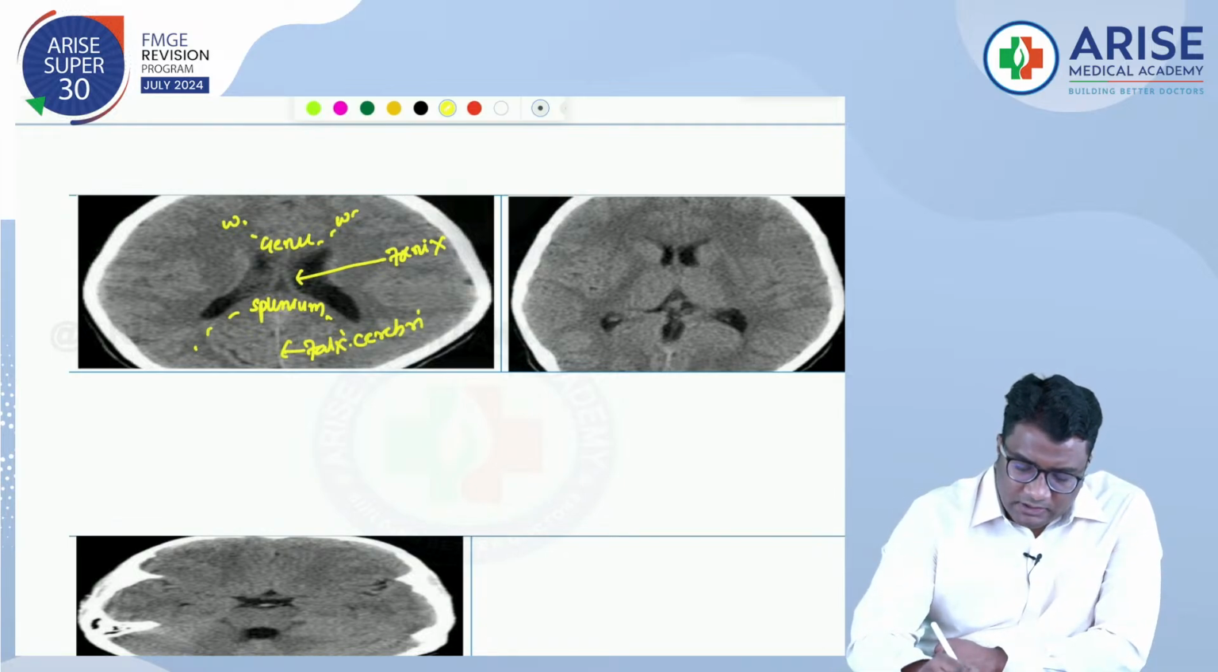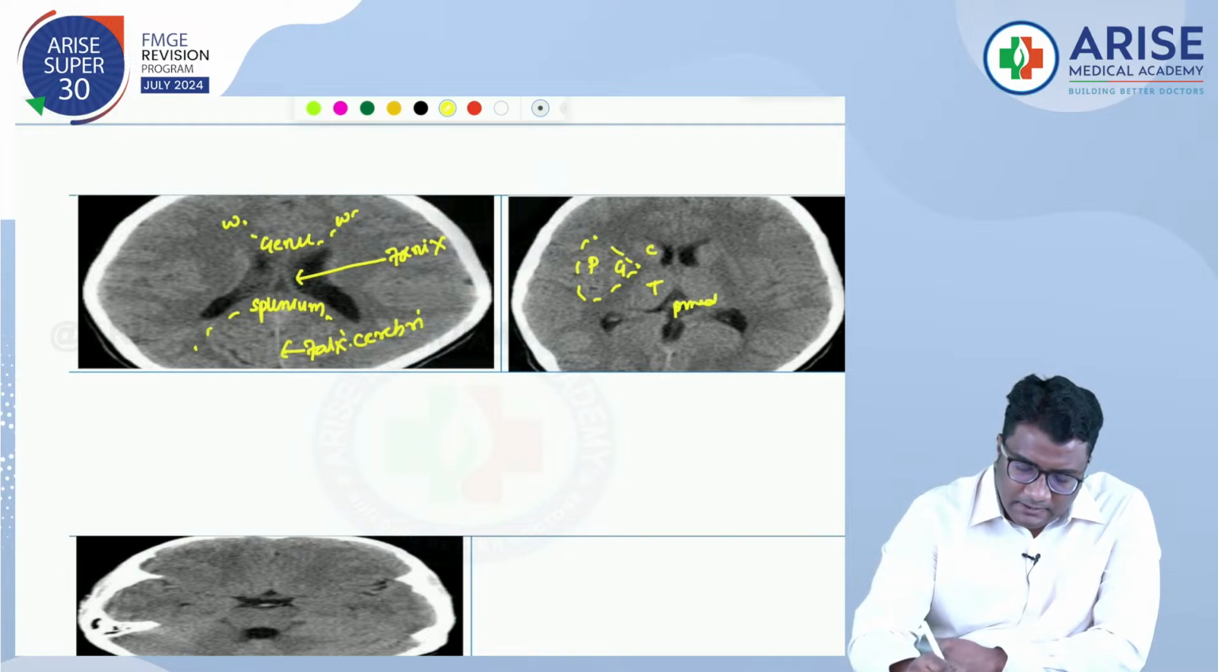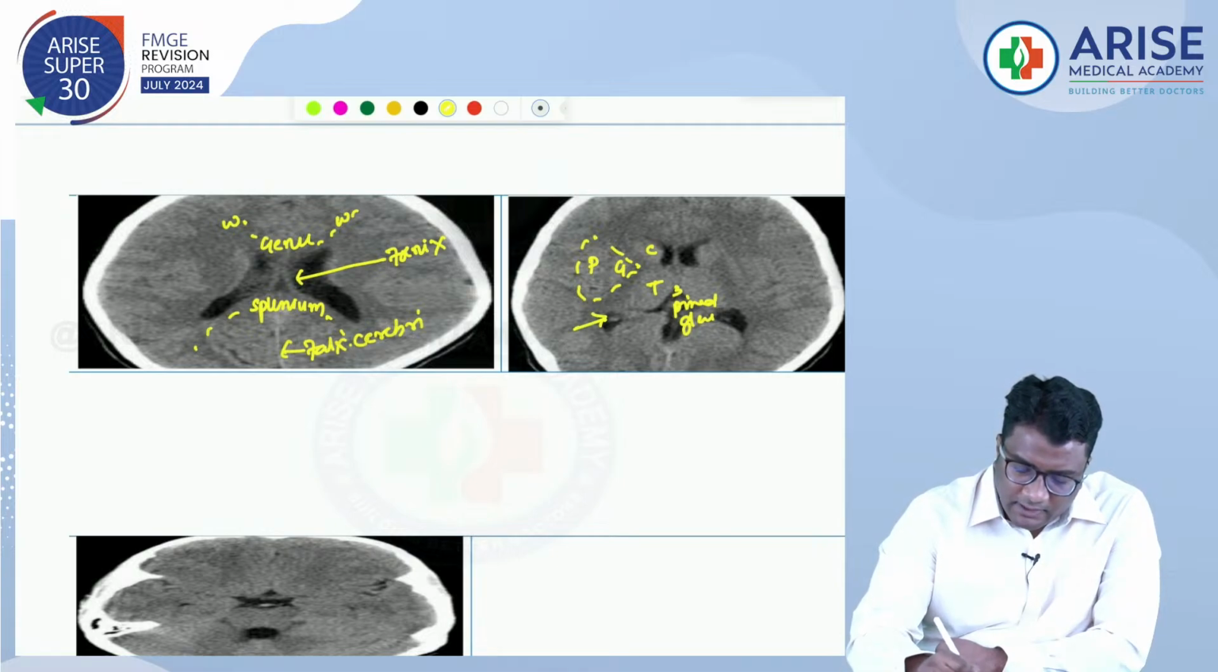And the basal ganglia structures we understood: caudate nucleus, thalamus, the putamen, and globus pallidus, the lentiform nucleus, right? So the lentiform nucleus has putamen and globus pallidus. This is the pineal gland, just posterior to the third ventricle. This is the occipital horn of lateral ventricle. This is choroid plexus.